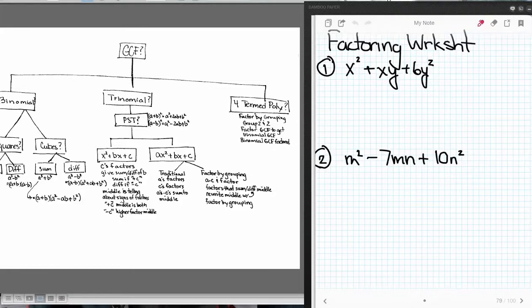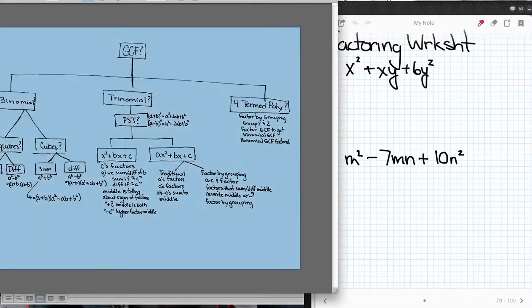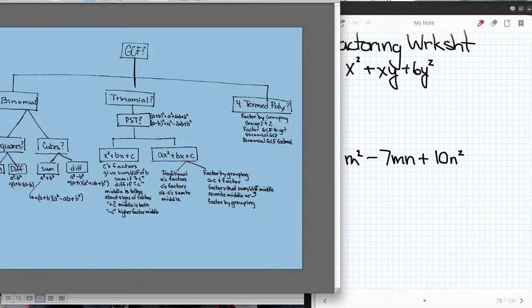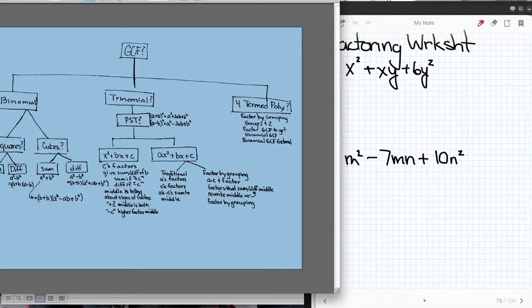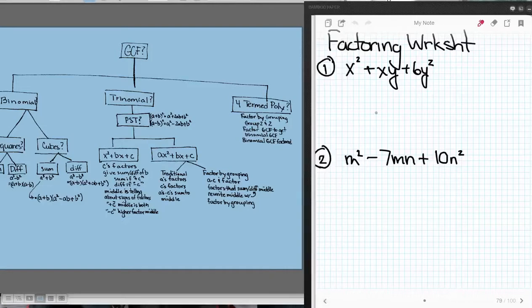Alright, this is the factoring worksheet that I assigned for classwork one night and told you to go home and work on as well. So we're just going to go ahead and do that. I'll make this a 10-minute video at the very most, and then we'll come back for a second one. So over here on the left I've scanned the flow chart that I gave you, and we'll use that flow chart as a way of working through these problems and talking about that as we go.